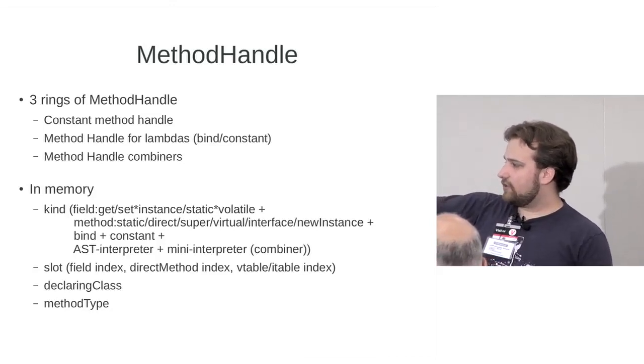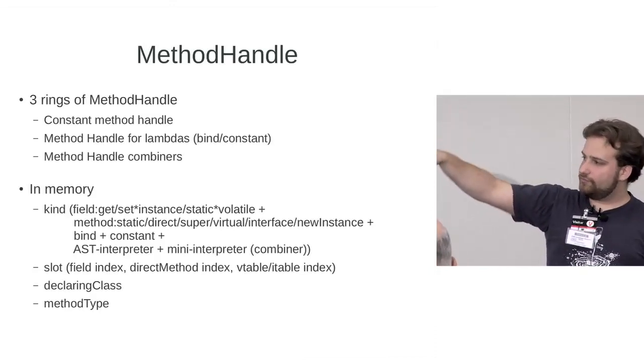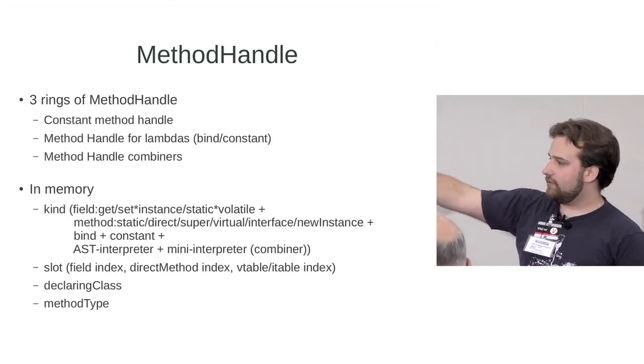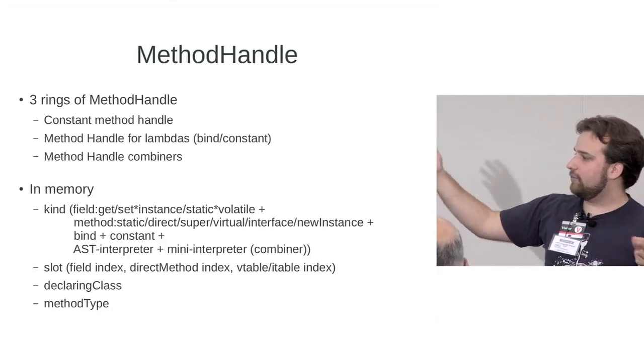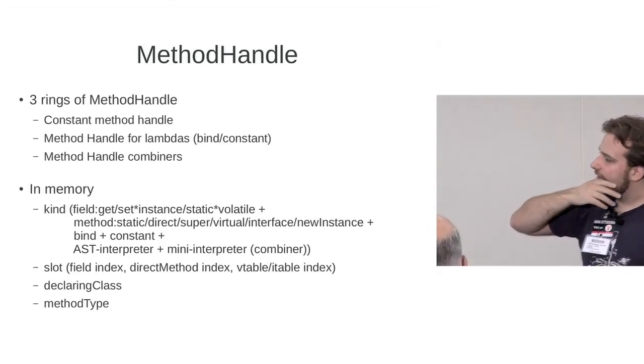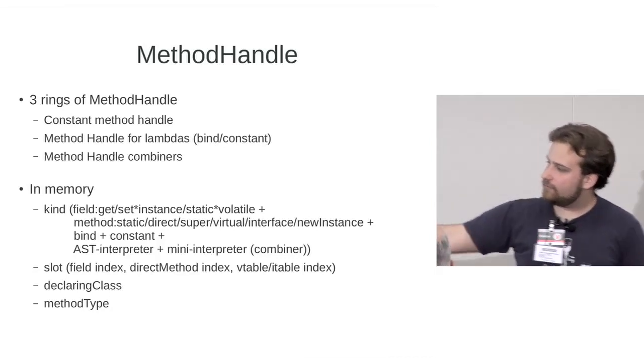A MethodHandle has a slot, a pre-calculated slot. Directly, it's an index into a table for a field, vtable, itable, etc. You have a declaring class and a method type.